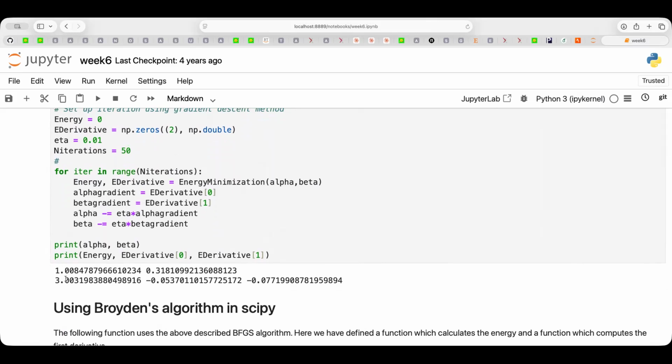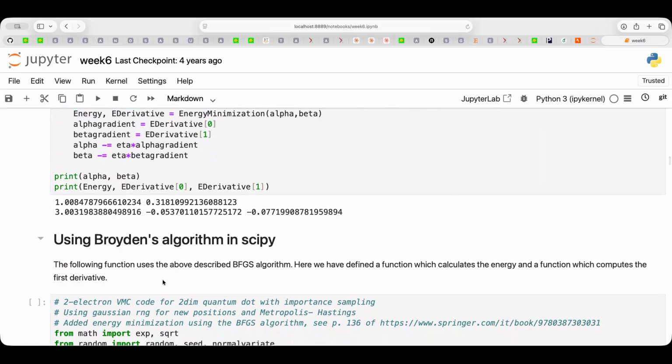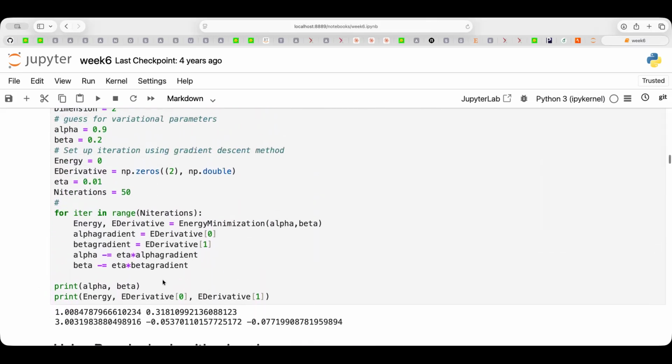The exact value is 3. But you see now that the gradients are not exactly equal to 0. So I did 50 iterations. Then, and this is one of the methods we will discuss a little bit later, this is Broyden's method, which we will discuss in more detail afterwards. And this is included in the scientific Python library in the optimization package.